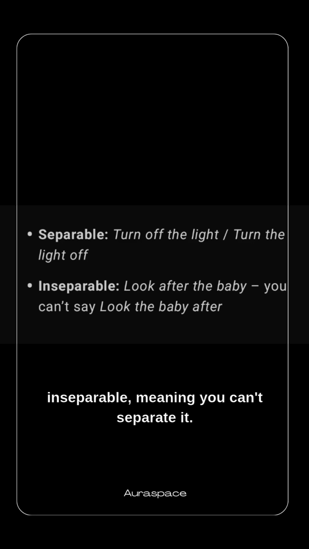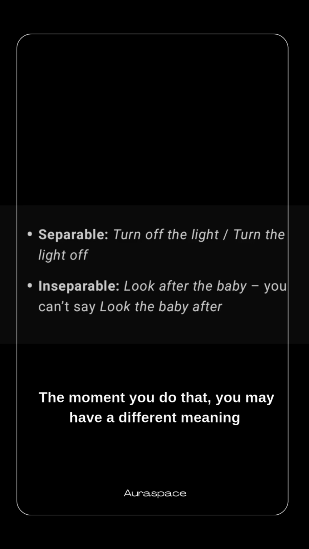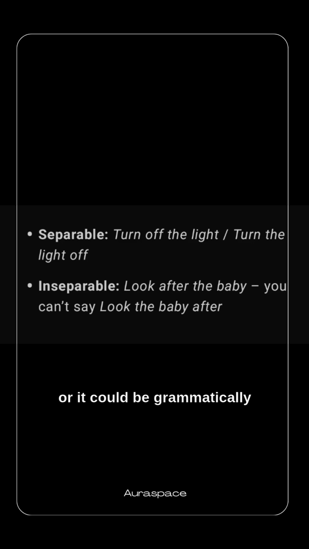Then the second one is inseparable, meaning you can't separate it. The moment you do that, you may have a different meaning, or it could be grammatically incorrect. So for example, look after the baby. We can't just say look the baby after. No, that is wrong, right?